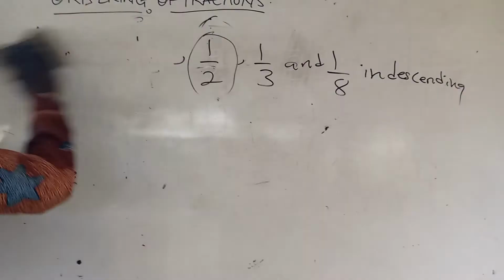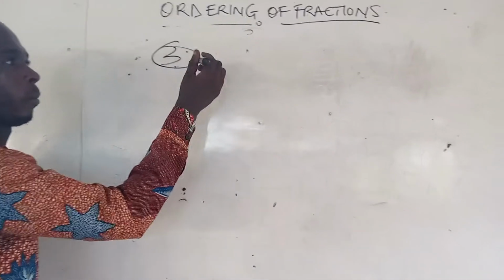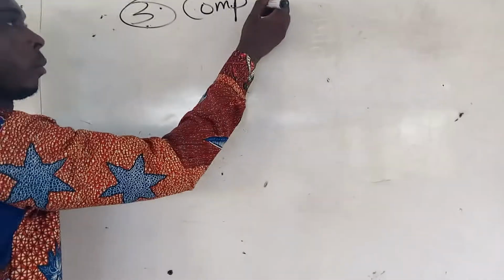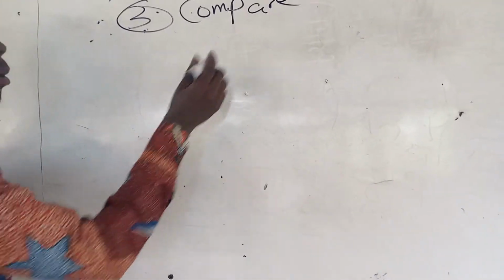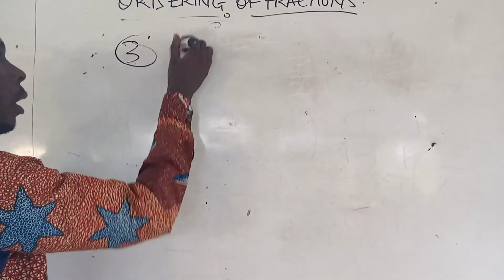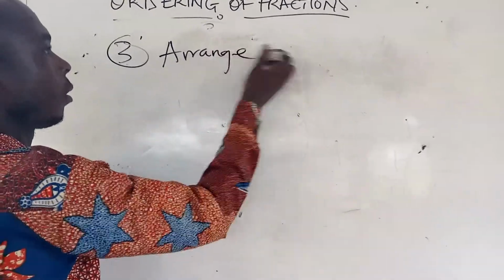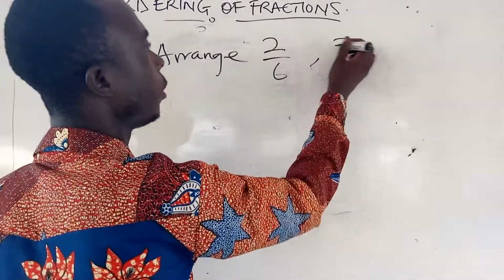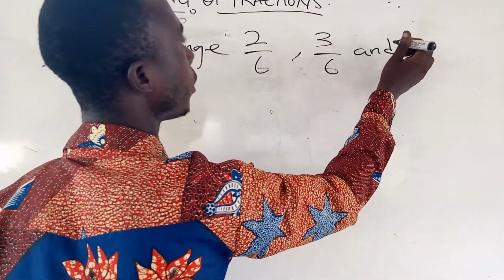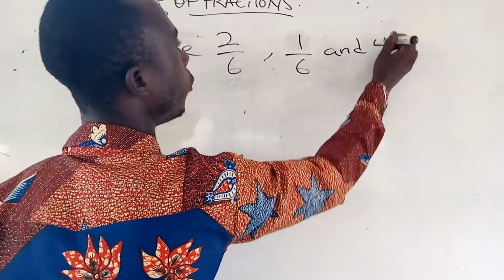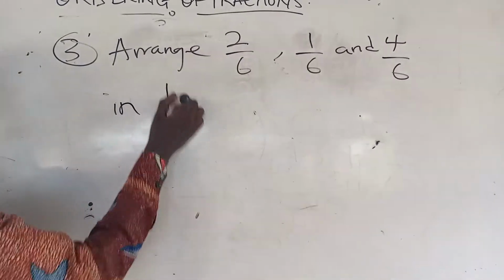The last example under this session. 3. Arrange 2/6, 3/6, and 4/6 in descending order.